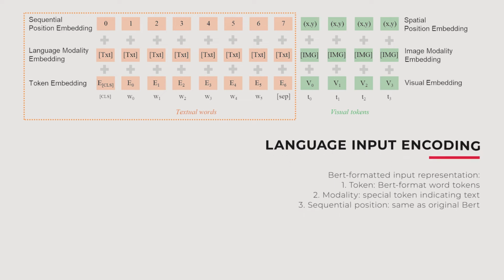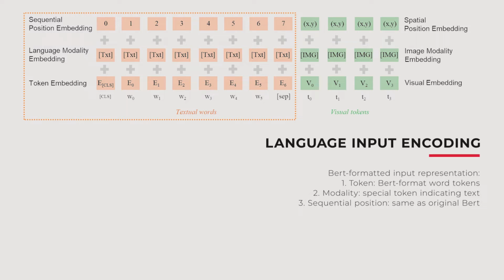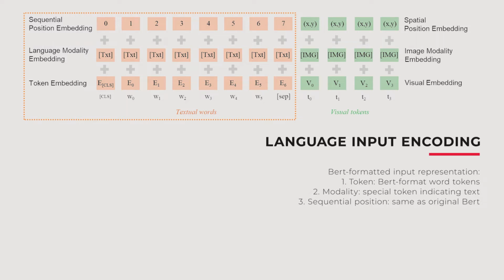To encode the raw language and visual input data into modality representation for cross-modal modeling, most VLPM directly adopt the BERT formatted sequential input representation format, with minor modification for both language and vision, due to their application of transformer-based architecture. First, let's see how the language input encoding can be conducted.